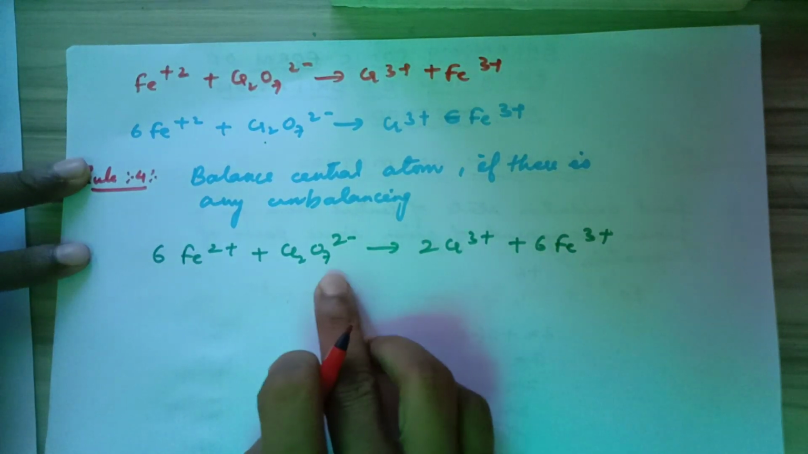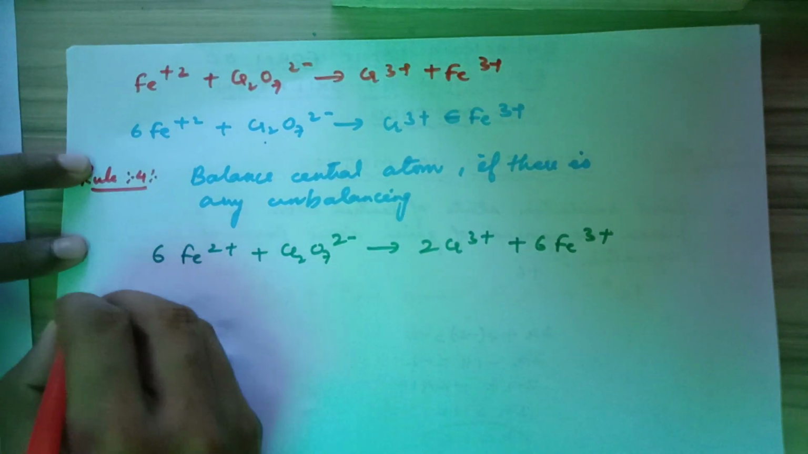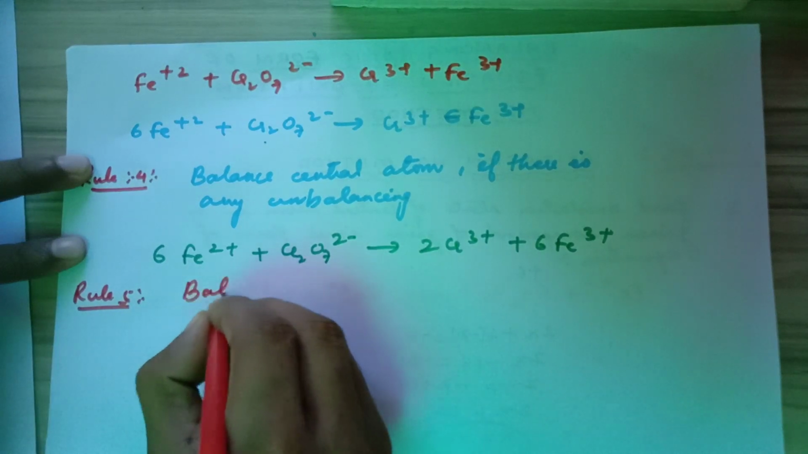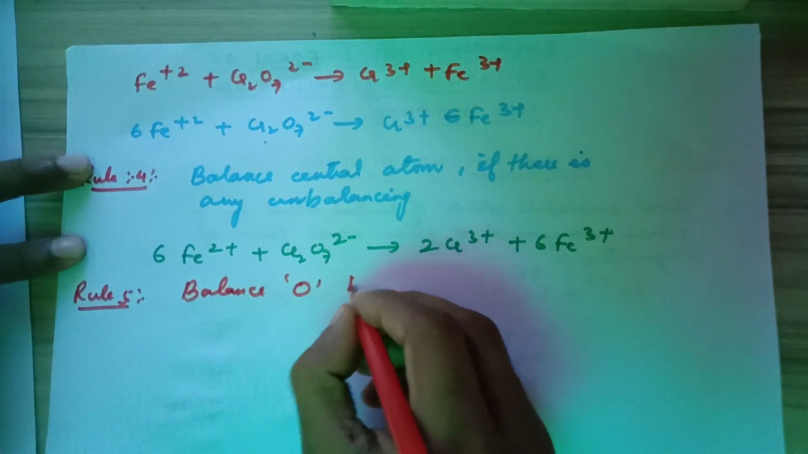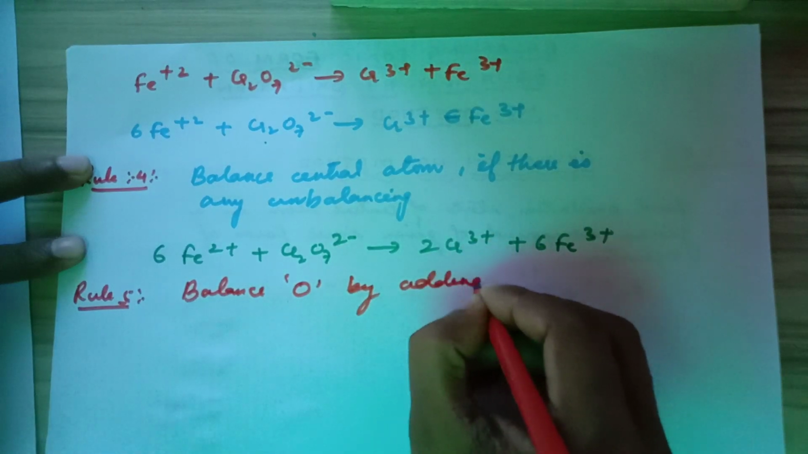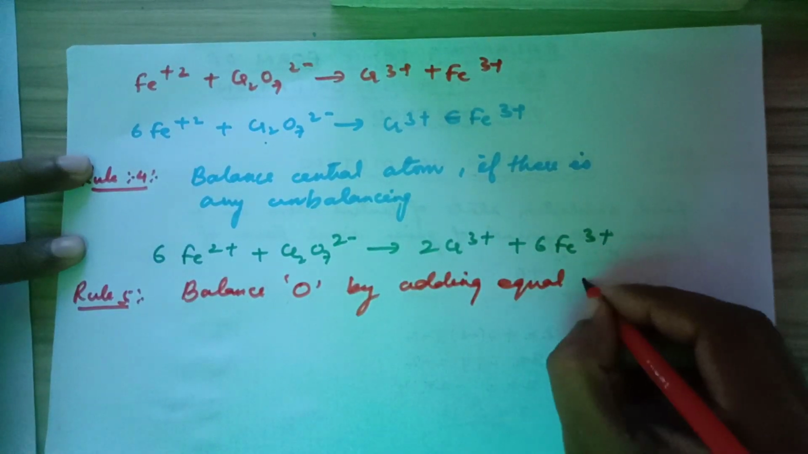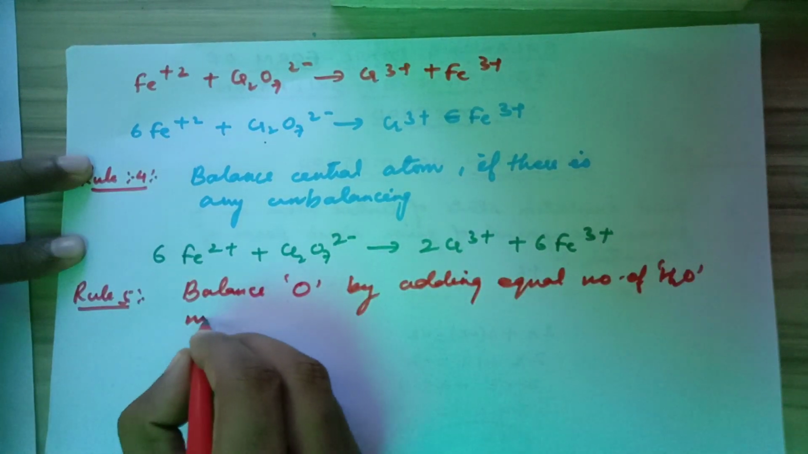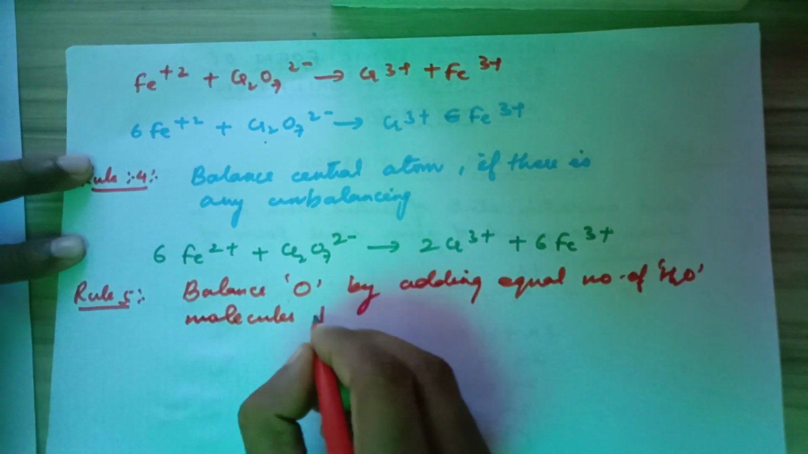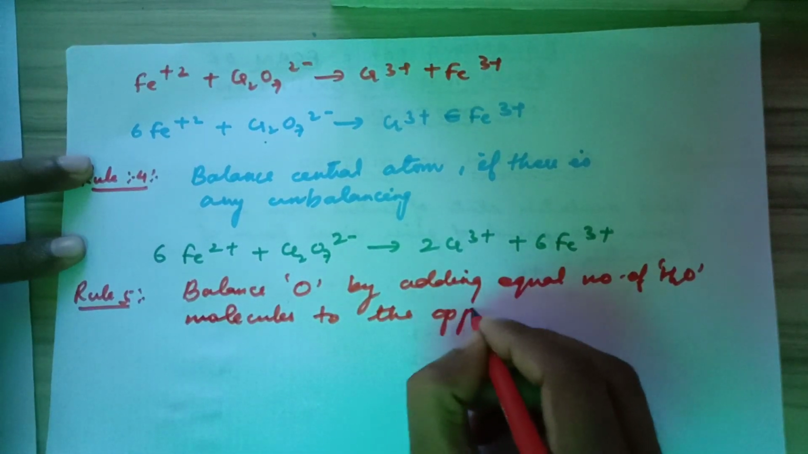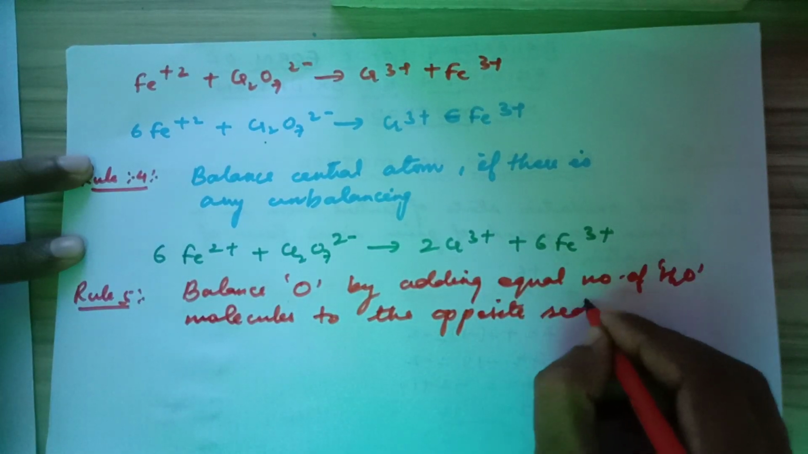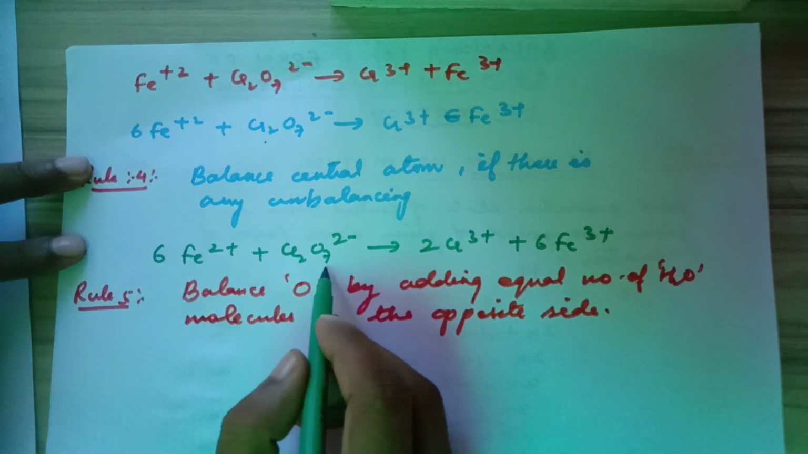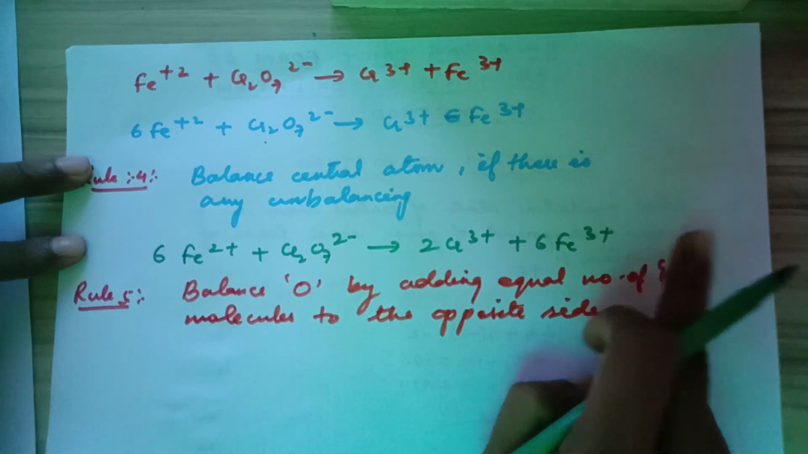Now we have to check the number of oxygen and balance it. Now rule number 5. Balance oxygen by adding equal number of water molecules to the opposite side. Now here number of oxygen is 7, so 7 water molecules will be added to the right hand side.